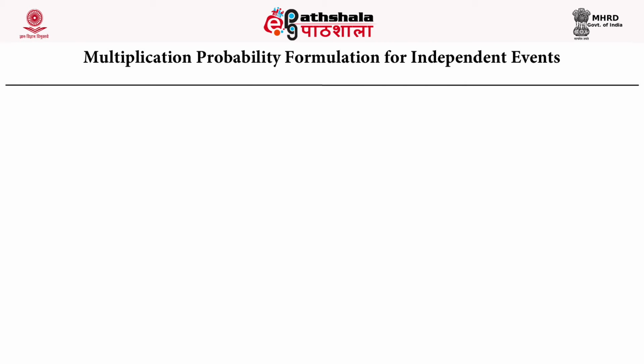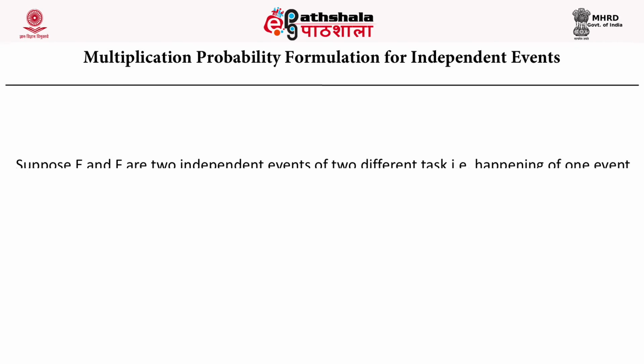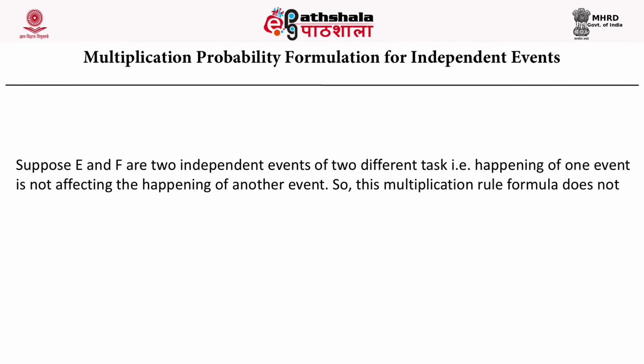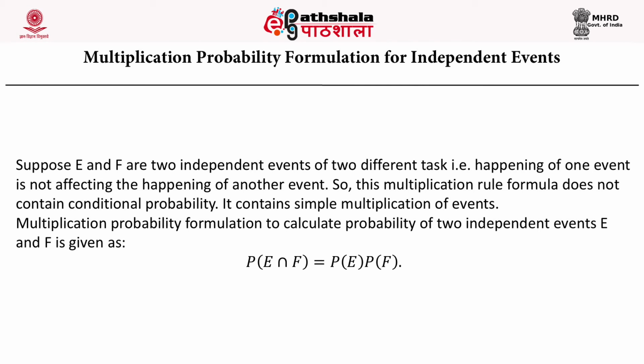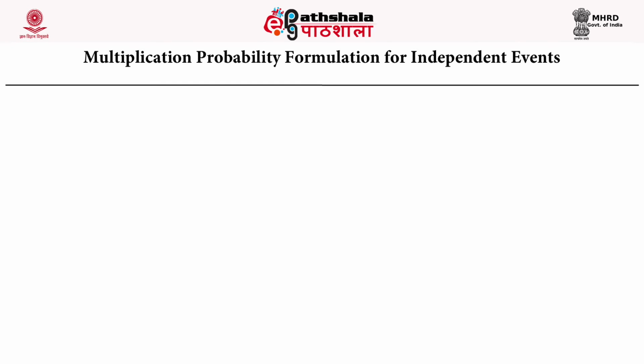Now we will discuss the multiplication probability formula for independent events. Suppose E and F are two independent events of two different tasks, that is, the happening of one event is not affecting the happening of the other event. So the multiplication rule formula does not contain conditional probability. It contains simple multiplication of events. The multiplication probability formulation to calculate the probability of two independent events is given as probability of E intersection F is equal to probability of E into probability of F.